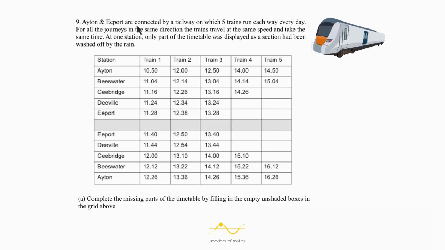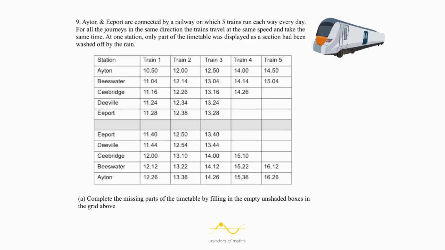Ayton and Eport are connected by a railway on which 5 trains run each way every day. For all the journeys in the same direction, the trains travel at the same speed and take the same time. At one station, only part of the timetable was displayed, as a section had been washed off by the rain. Complete the missing parts of the timetable by filling in the empty, unshaded boxes in the grid above.